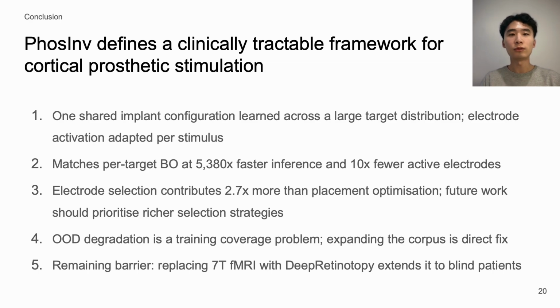The out-of-distribution gap is a coverage problem, fixable by expanding the training corpus, and the clearest path to the clinic is replacing 7 Tesla fMRI with structural MRI retinotopic prediction. Taken together, PhosInv defines a clinically tractable framework for cortical prosthetic stimulation.